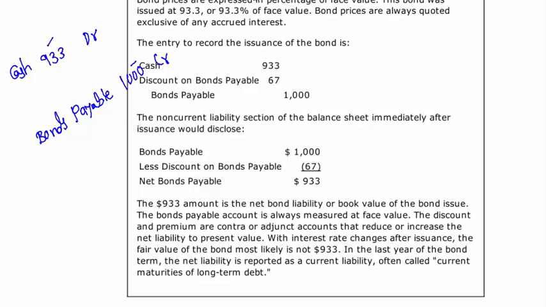Something is not matching in this entry. So which side is lower? The debit side is lower. How much lower? 67. That is your loss. Okay, that is your loss. That is discount on bonds. Discount on bonds.